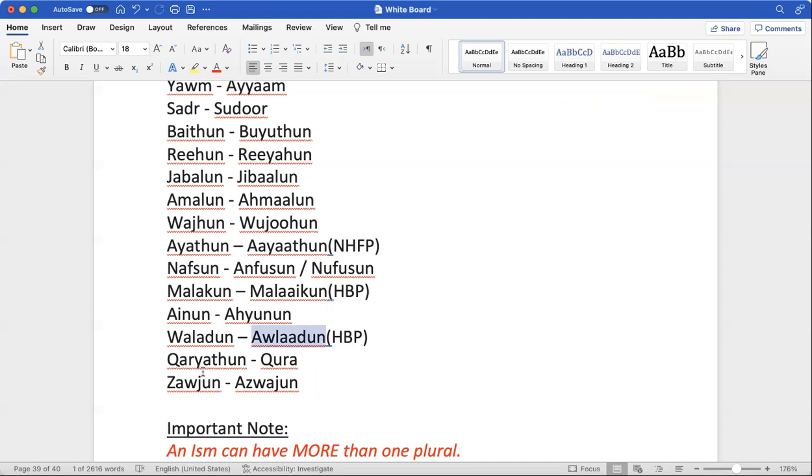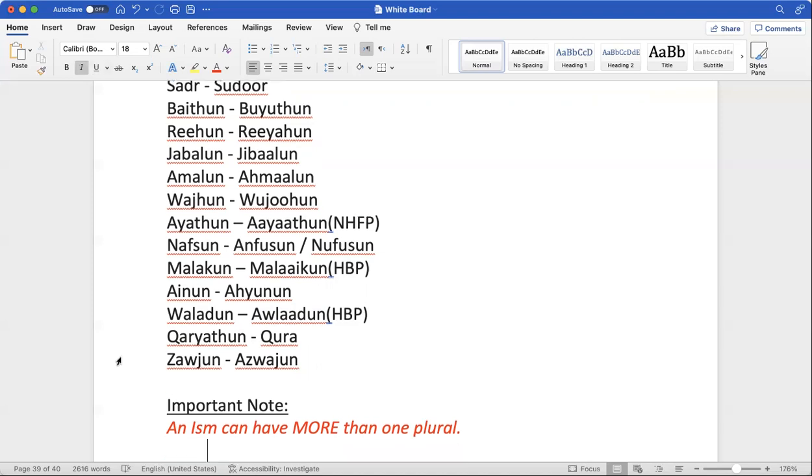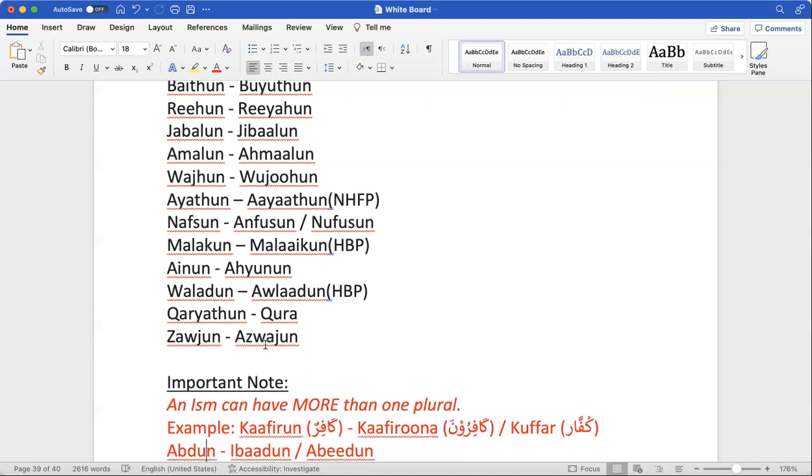Then you have karyatun, then you have kura. Zawjun, azwajun, again broken plurals. Zawj means spouse. Azwajun means spouses. So zawjun is singular, and azwajun is a human broken plural.